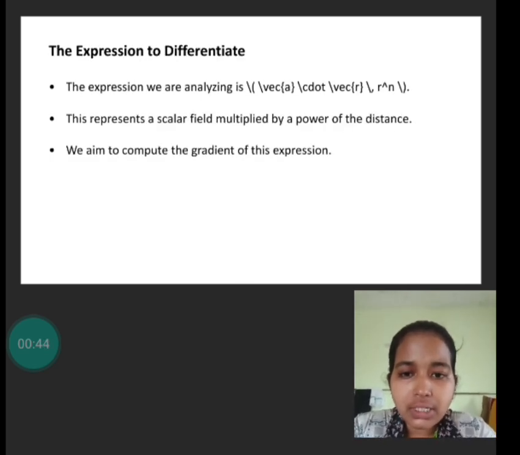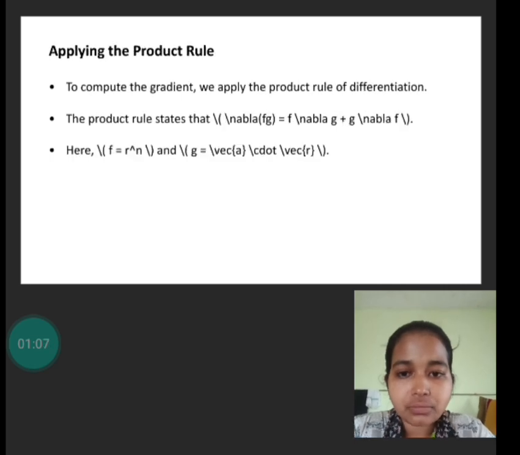Next, we have to discuss the expression to differentiate. The expression we are analyzing is (vector A dot vector r) r^n. This represents a scalar field multiplied by a power of distance. We aim to compute the gradient of this expression.